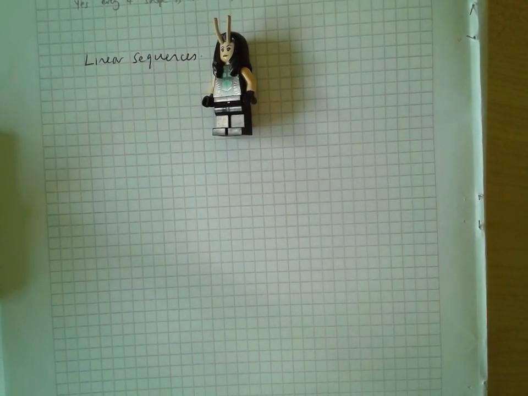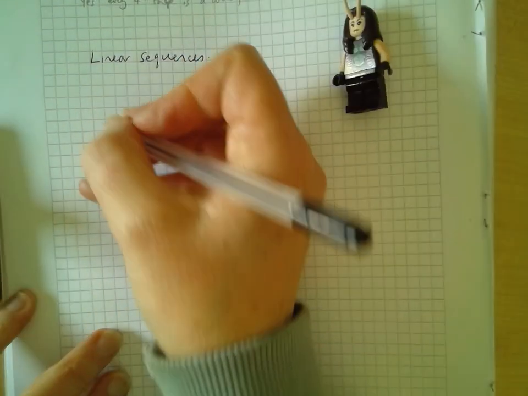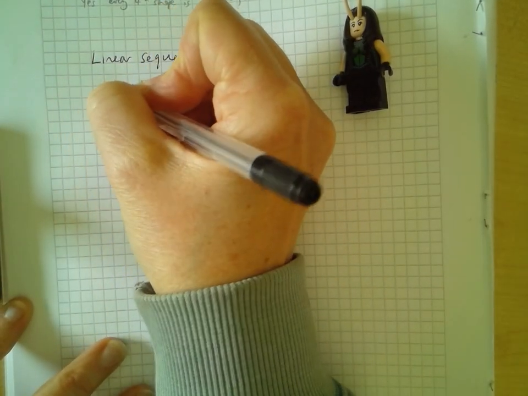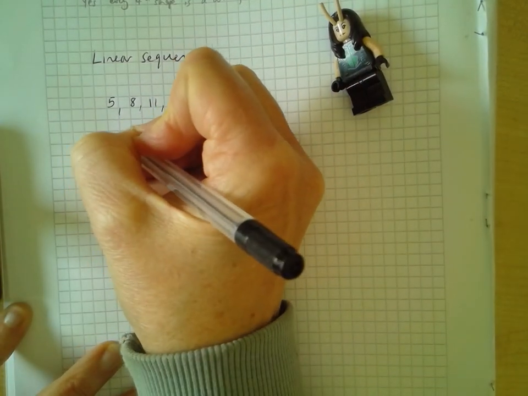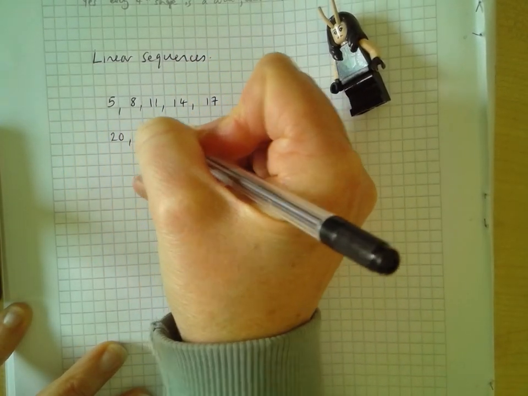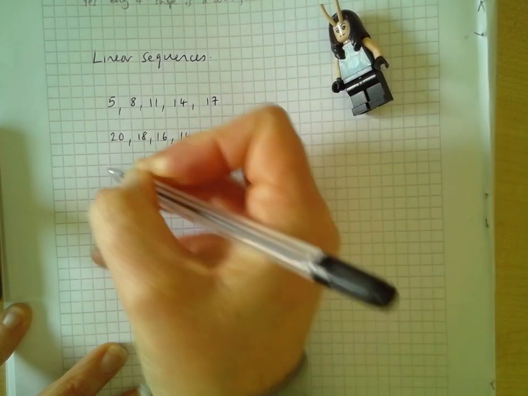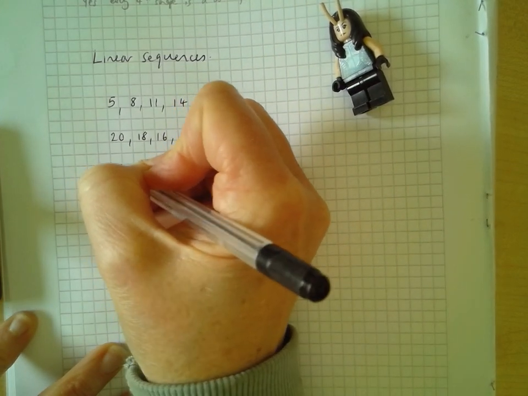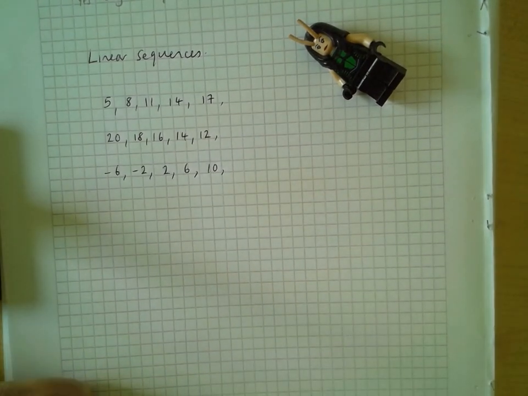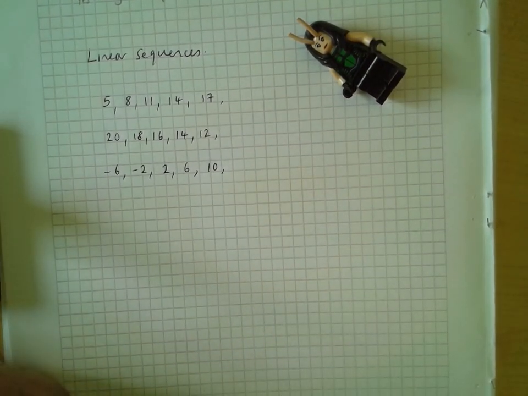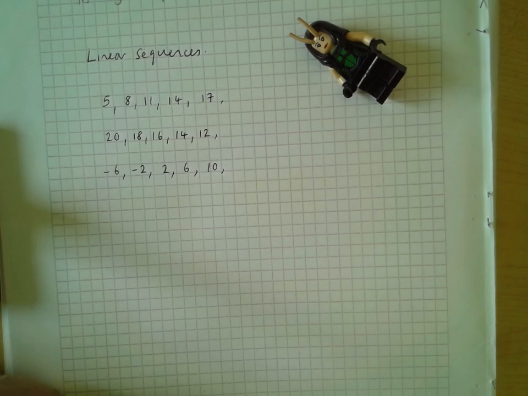So let me give you an example of some linear sequences. Here's one here: 5, 8, 11, 14, 17. 20, 18, 16, 14, 12. Minus 6, minus 2, plus 2, plus 6, plus 10. Okay, so there's three linear sequences. Hopefully you can spot that in each sequence there's something in common between the terms.